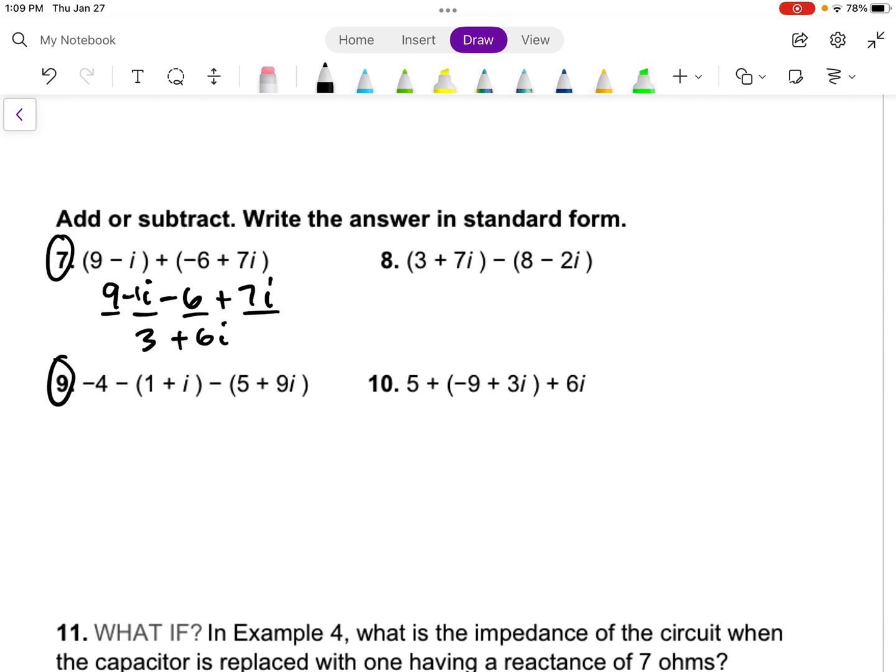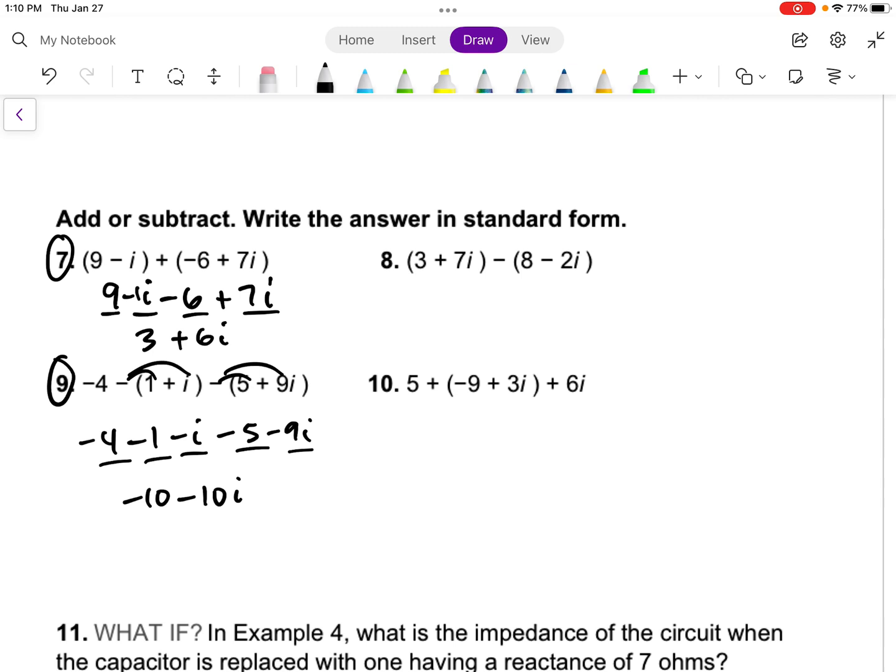Number 9, I got three complex numbers I'm adding. So I got negative 4. I'm going to carry that minus through. Minus 1 minus i. Minus 5 minus 9i. So just make sure those minuses carry through to both. Okay, combine like terms. I have a minus 4 minus 1 minus 5. That's a minus 10. And I have a minus 1i and a minus 9i. That's a minus 10i. Okay, and we've got it simplified.